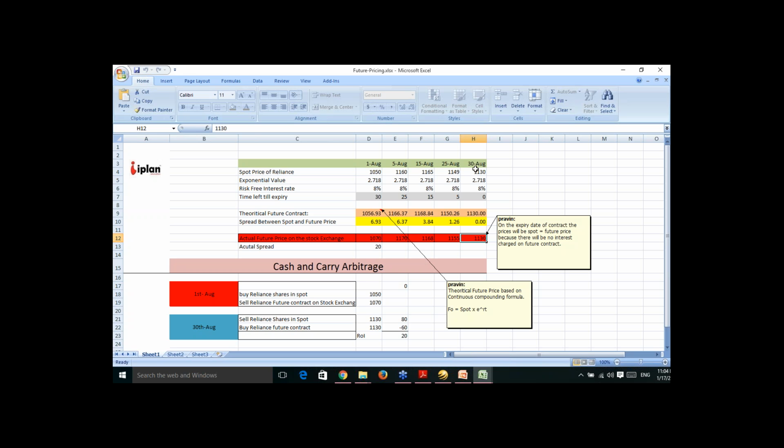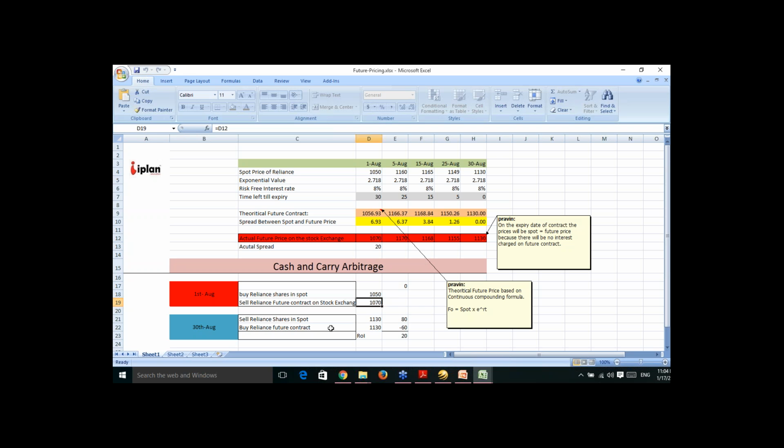So keeping this in mind, we can do an arbitrage. What we can do is buy Reliance shares in the spot. You can do it yourself also, if you see gaps more than 1-2%. So let's suppose you buy the Reliance shares in the spot on 1st August, priced at 1050. And on the same day, you sell the Reliance future contract on the stock exchange, which was 1070. The theoretical price is 1056, but actually it was trading at 1070. It was mispriced. So I'm selling the mispriced future contract at 1070 on 1st August.